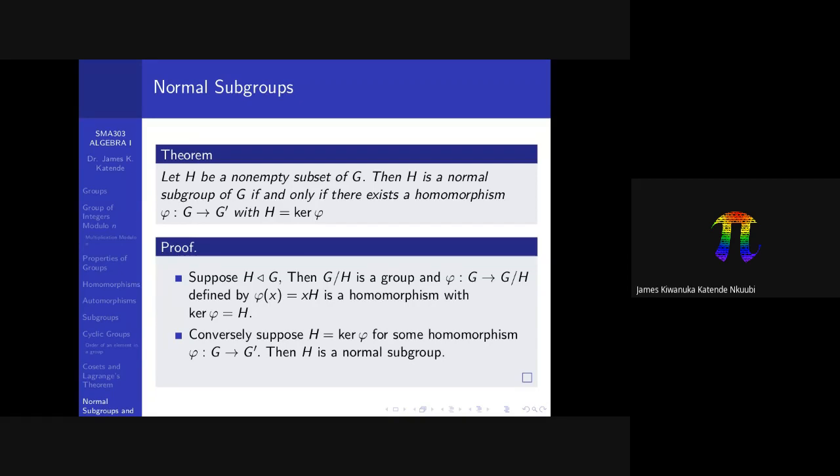Any questions? So you have some work to do. You need to check that this map, which sends every element to the left coset determined by the element, is a homomorphism from the group to the factor group of G by the normal subgroup H. Any questions?